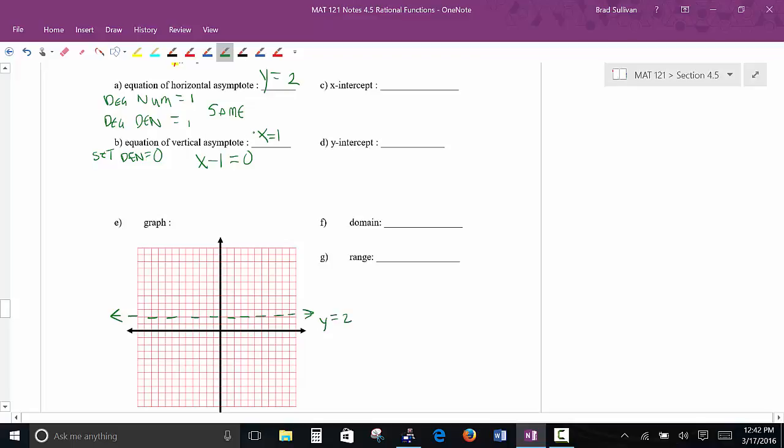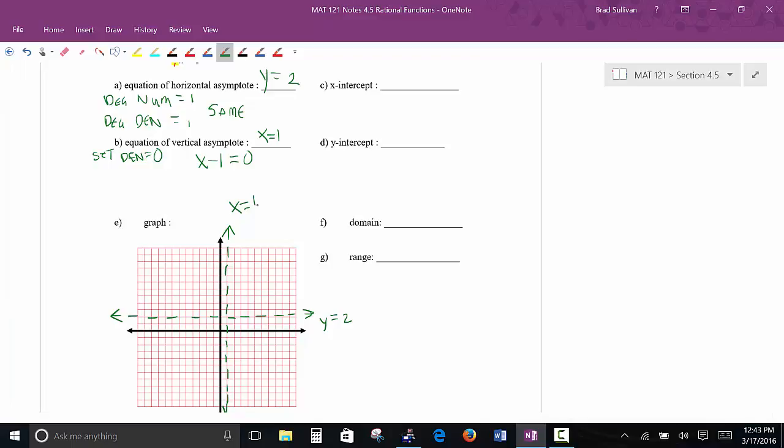We have a vertical asymptote at x equals 1. So you want to go ahead and draw that line that is going through x equals 1. Like that. So you always want to start these problems by figuring out if there's any asymptotes and graphing them. Okay? All right.